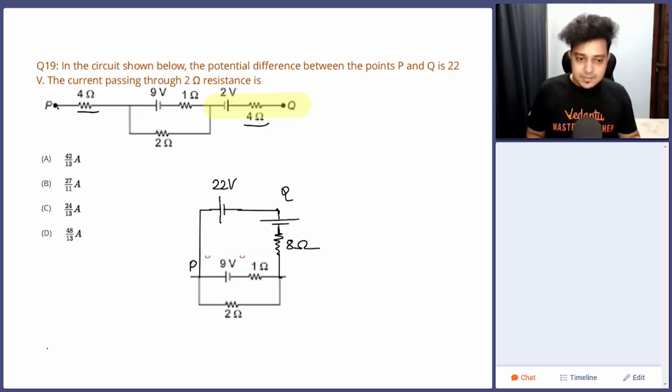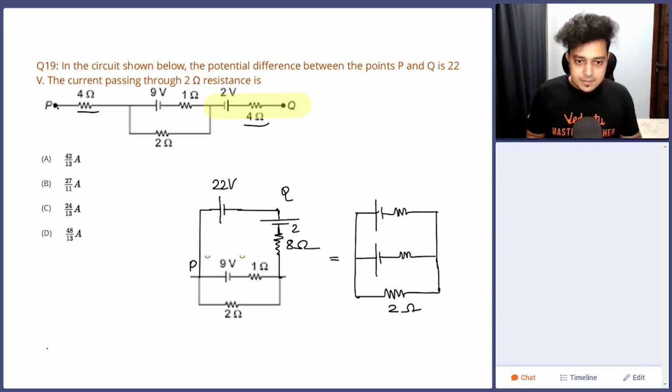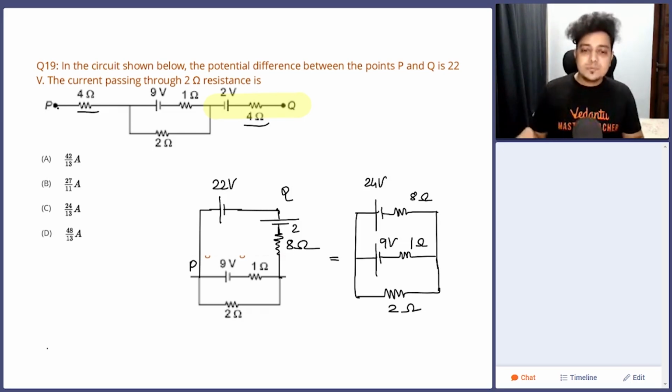We can actually further simplify this circuit, and it will become 22, and this is also 2. So this becomes 24. This will be a 24 volt battery along with 8 ohm resistance in parallel combination with a 9 volt battery with 1 ohm resistance, with a load of 2 ohm. So are you getting me? This is 22 plus 2, 24 volt. This is 8 ohm. This is 9 volt. This is 1 ohm. So this is a parallel combination of 2 batteries.